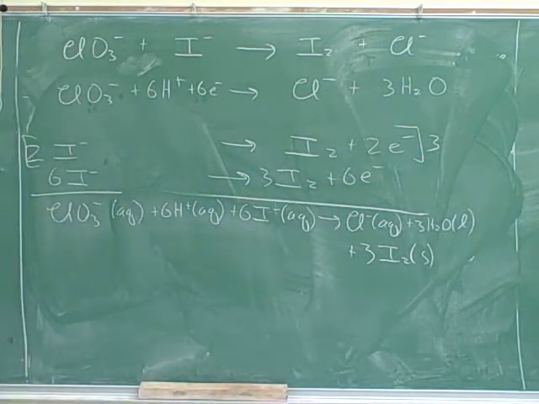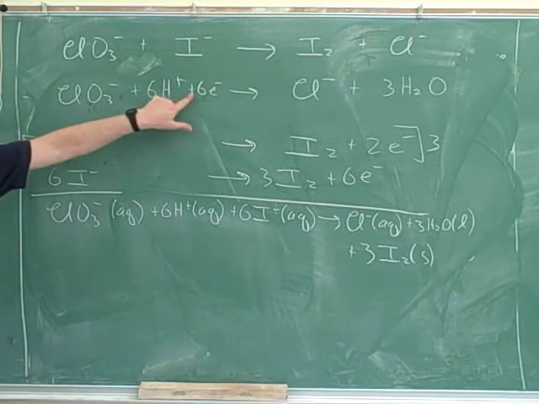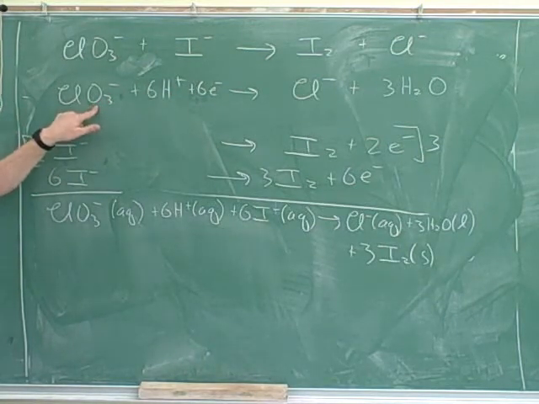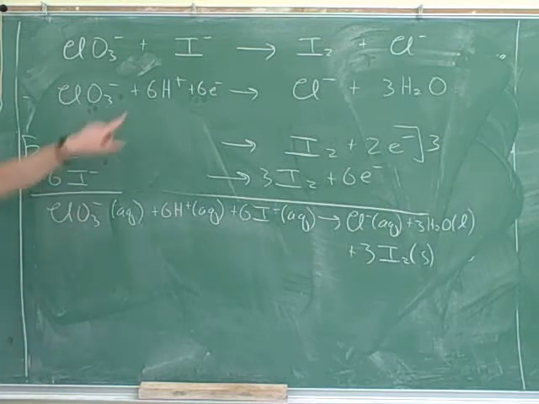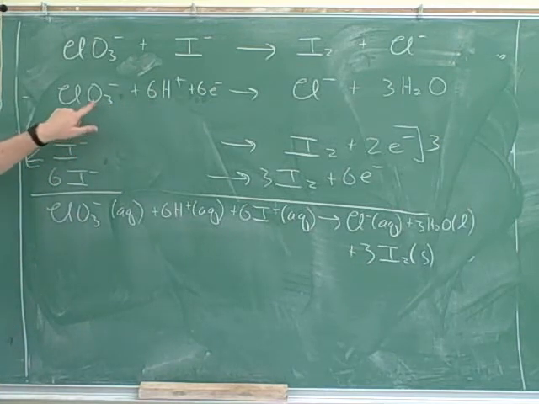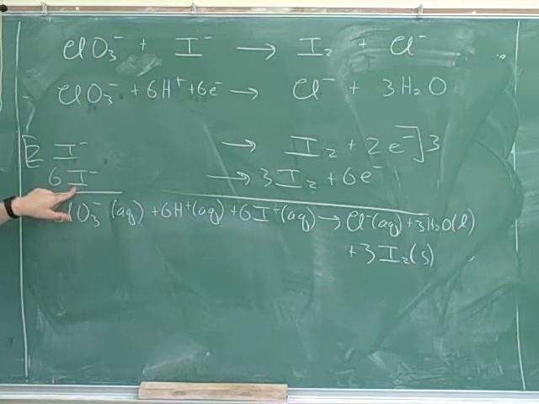That's right. ClO3 minus is the oxidizing agent. This is getting reduced, so yes, it must be the oxidizing agent. I always find it easier first to say who's oxidized and who's reduced, and then the agents are the opposites of that. This is being reduced, so this is the oxidizing agent, and this is being oxidized, so it's the reducing agent.